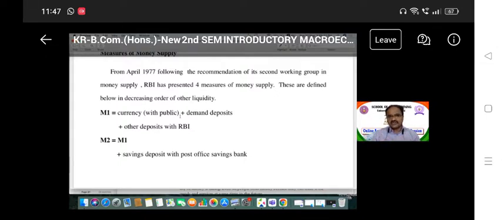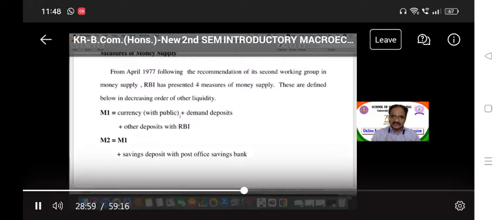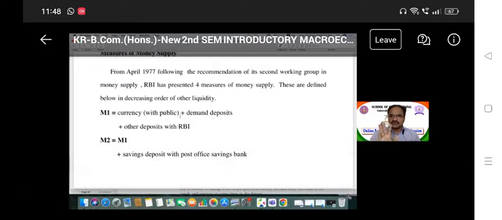So now M1 is equal to currency held with the public plus demand deposits plus other deposits with the RBI. Here there is no savings deposit with the post office. Simply currency with the public, demand deposits, and other deposits with the RBI. That is M1. Coming to the next one, M2.